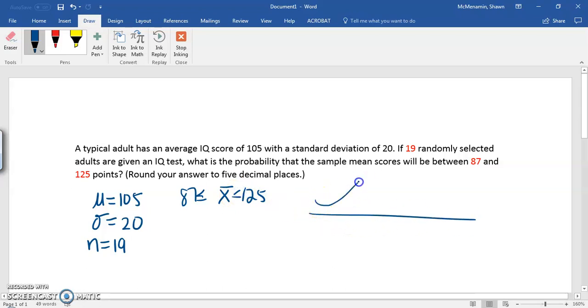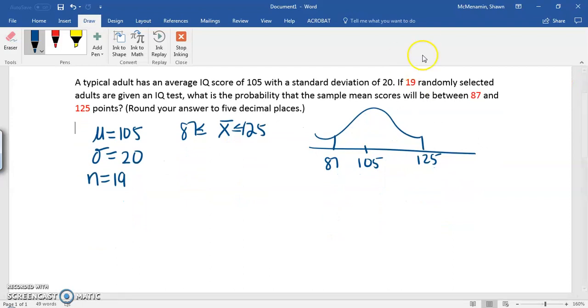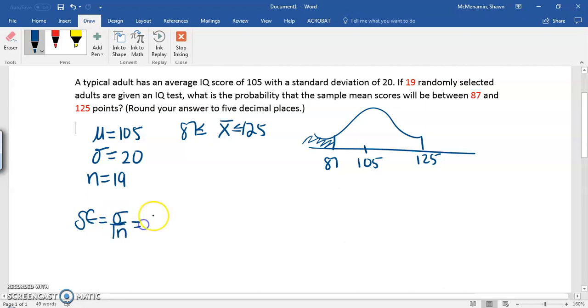And so what goes in the middle is your mean, which is 105, and you want to find the probability that it's between 87 and 125. To do this by hand, you are first going to find the area to the left of 87. We have the standard error, which is equal to sigma over square root n, so 20 over square root 19.